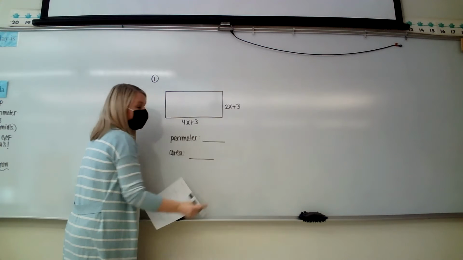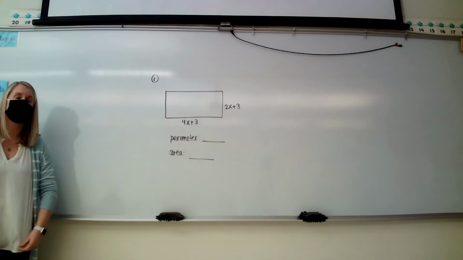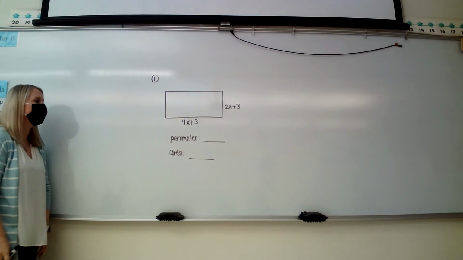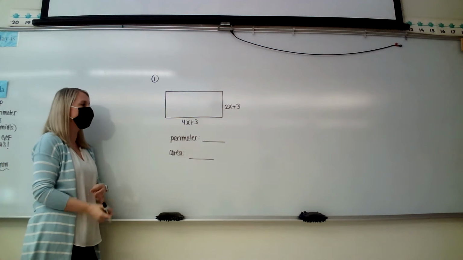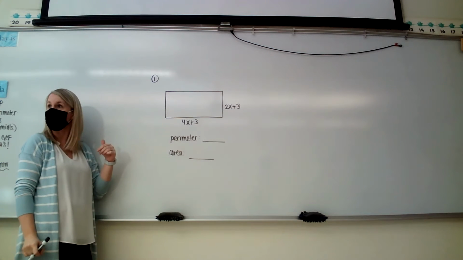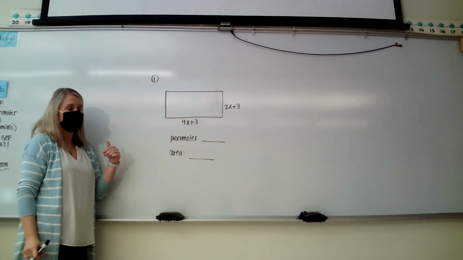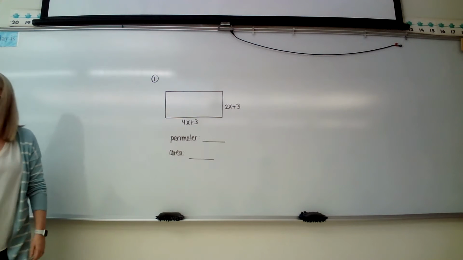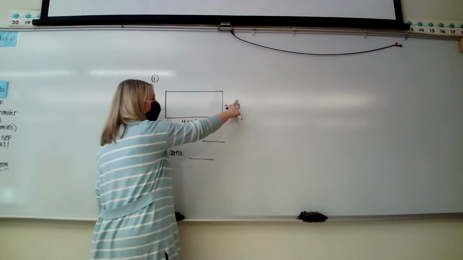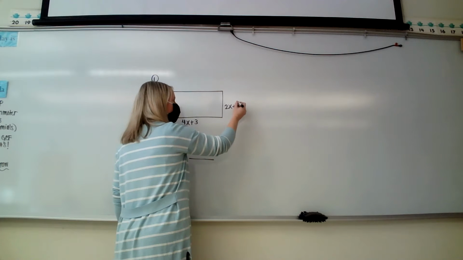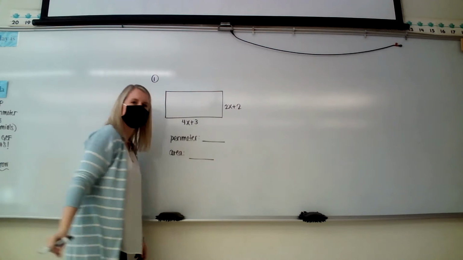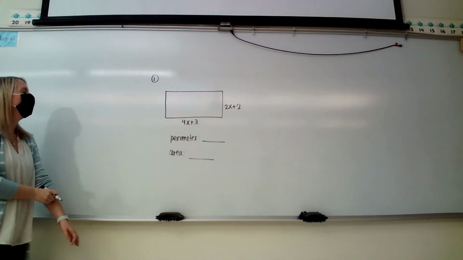So we just need to remind ourselves, how do we find the perimeter of any object? The perimeter is the sum of the sides, aka we add up all the sides. Yes? It's not 2x plus 3, it's 2x plus 2. Oh my gosh, thank you, because I would have been so mad if I did it wrong. Always call me out if I write something wrong. Thank you very much.